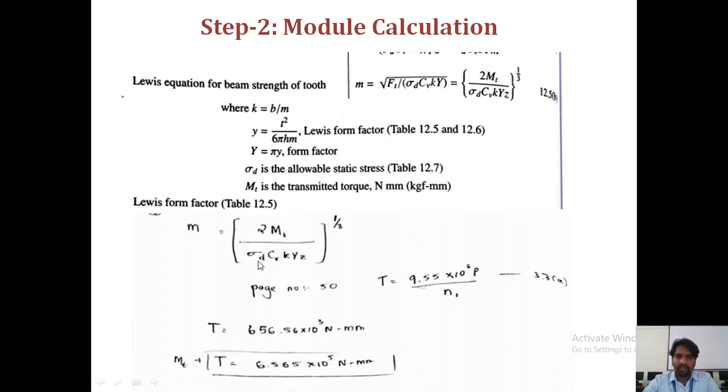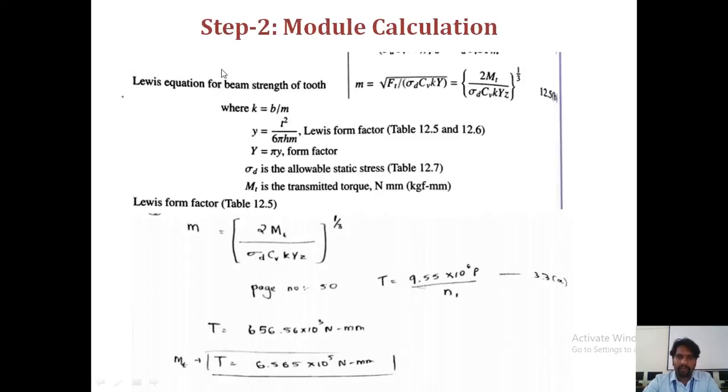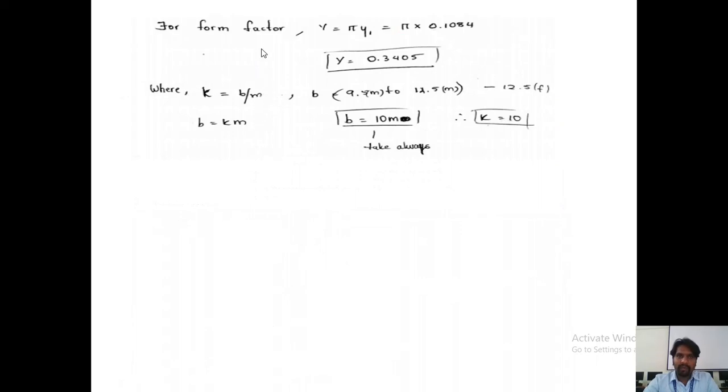So we got the torque. Once we got the torque, we need to take sigma d. Sigma d is also known. Next, once we got Mt, we need to calculate Cv, K, Y and Z. To calculate Y, we already know the small y1, the Lewis form factor. The form factor is capital Y, which is given by pi times the y1 Lewis form factor, that is pi into Lewis form factor, which we already calculated in the first step. So we got the form factor.